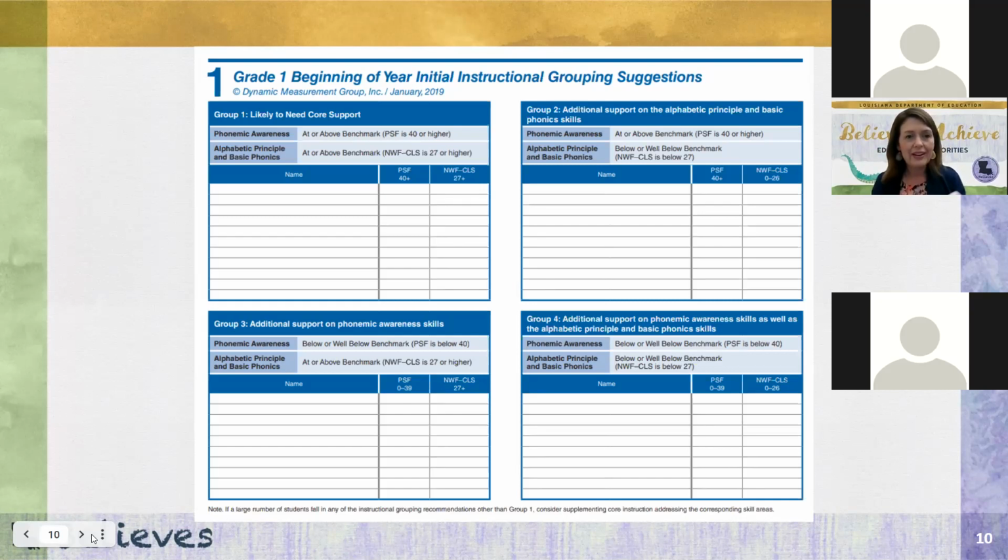Then I have group 3 here, and these are kids who are struggling with their phonemic awareness, right? They're doing well with the basic phonics and the alphabetic principle, but they just need some support with phonemic awareness. And then group 4 is the kids who are struggling with both. These are kids who need help in all areas, and they are typically going to be your significantly below benchmark or well below benchmark students. But this is a great way to group your students right there at the beginning of the year. It gives you a good window into what's going on in your class.